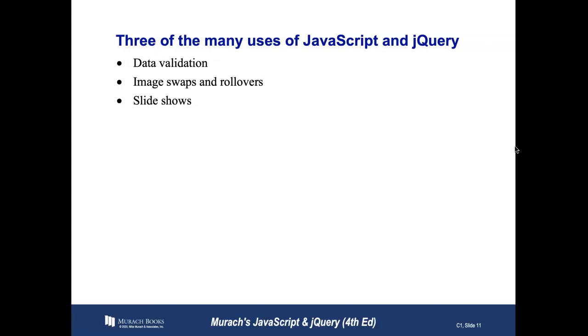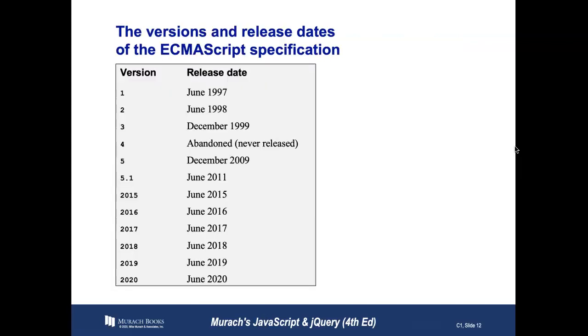Anyway, so one of the most common uses of JavaScript and jQuery are data validation, form validation, making sure what a user enters is what we expect. Also, controlling images, controlling elements on a page and movement, and doing slideshows. Those are the most common. If you've ever seen like a carousel, that's JavaScript.